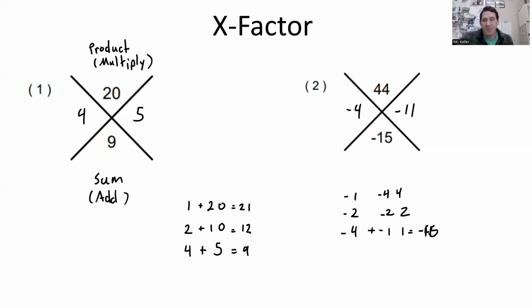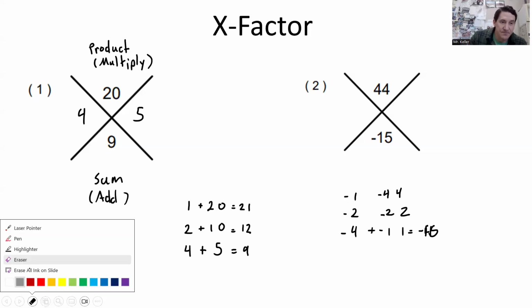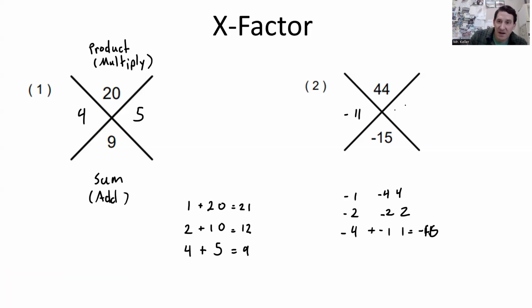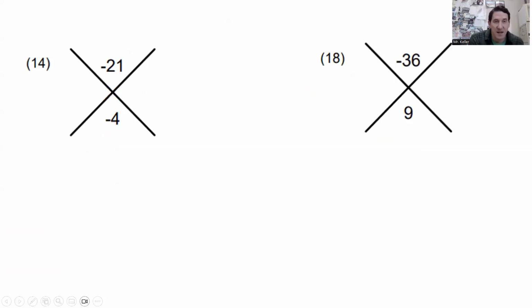A common question I get all the time is, does it matter what side you put it on? No, this does not matter. This can be negative 11, negative 4. Doesn't matter. Follow your heart. Put it on any side. When we have a negative number on top, that means one of our side numbers is going to be negative, one of them is going to be positive.